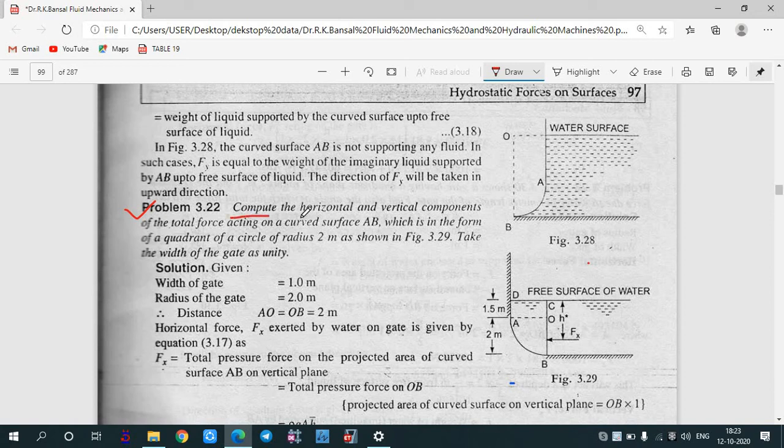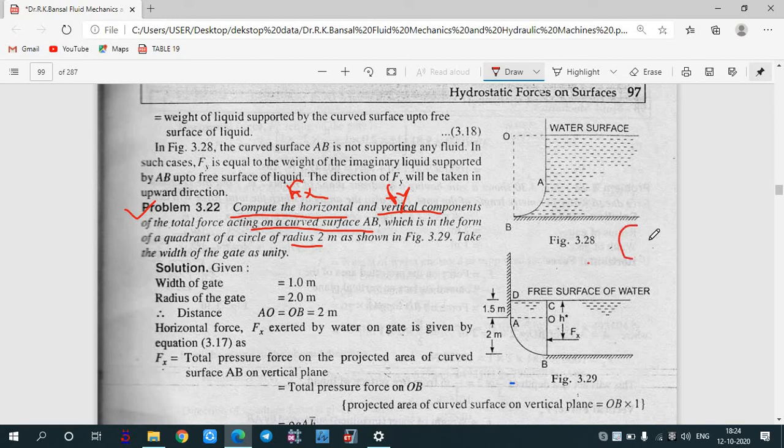Now compute the horizontal and vertical components. So we need to find out the horizontal and vertical components, that is your Fx and your Fy. We need to calculate Fx and Fy of the total force acting on the curved surface. The curved surface AB, as you can see, A to B is a curved surface in the form of a quadrant of a circle of radius 2 meter.